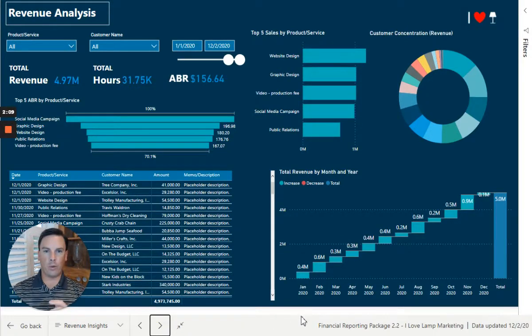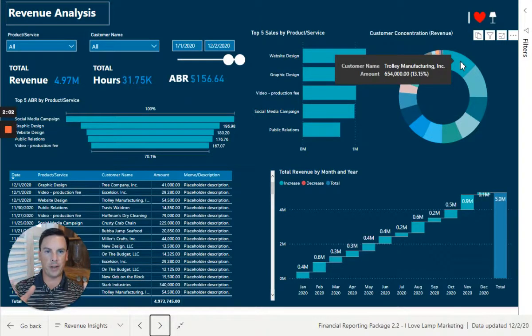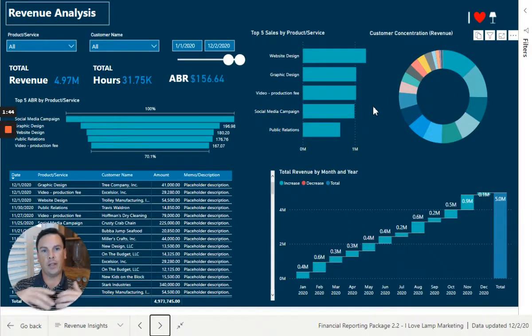On the top right, I'm going to work from right to left, what you see is customer concentration. For this particular client up here at top right, you'll see that this trolley manufacturing company, they're $654,000 from January 1st through December 2nd, and that is roughly 13.15% of the total agency revenue. That's pretty good. And then you can see there's a ton of different colors here, which means that there's a ton of different clients. Where we run into problems is if there's one client who takes up half of the pie or a third of the pie. And why is that a problem? It's because if they leave your agency, you're going to be almost out of business.